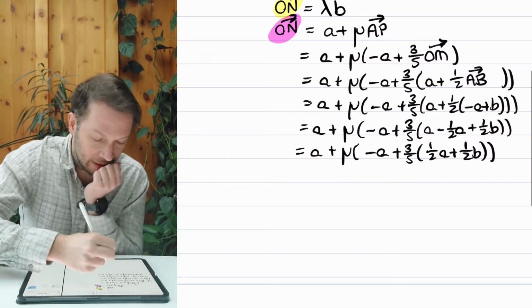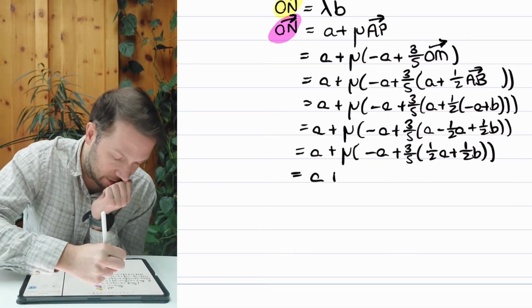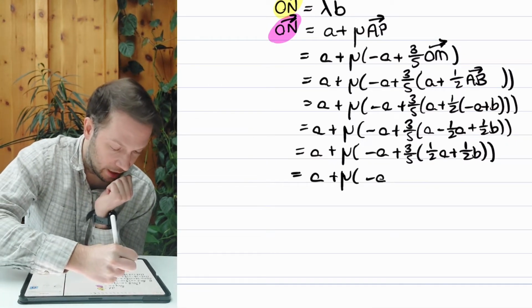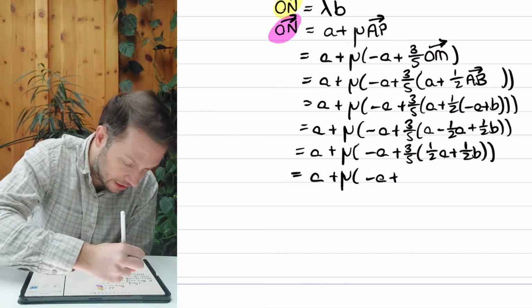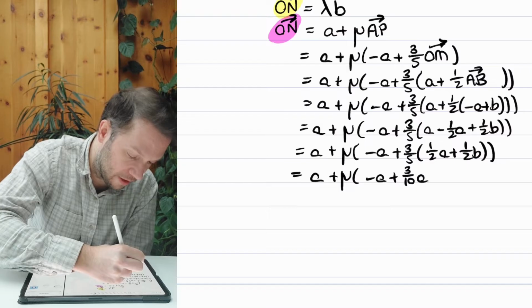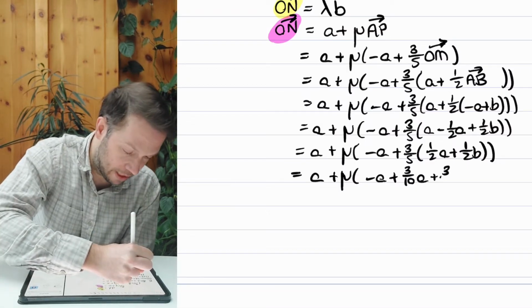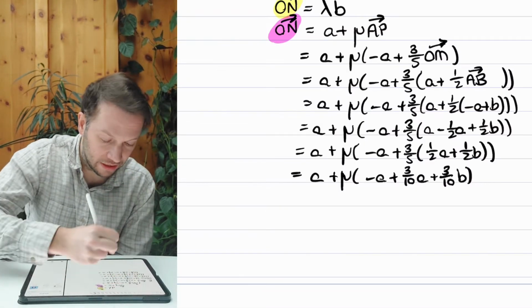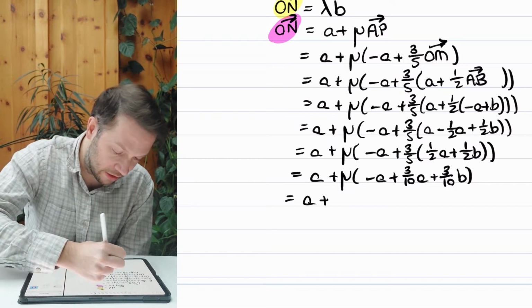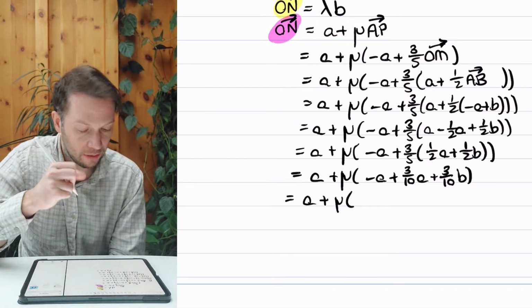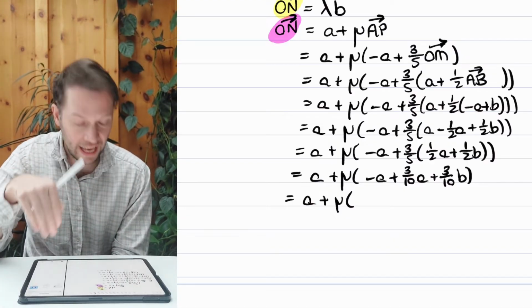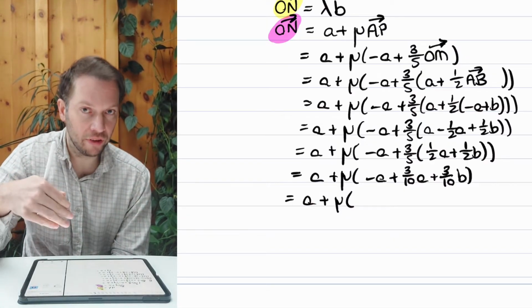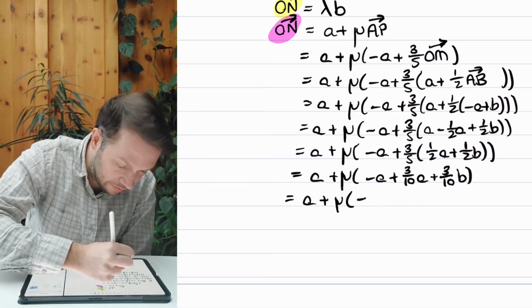And now we can expand out that other inner bracket. So we've got mu times minus a. We've got 3/5 times half a. 3/5 times half is 3/10. So we've got plus 3/10 a. And we've also got 3/10 b. Now we can collect like terms inside this final bracket we've got. Minus a plus 3/10 a. Well, minus 1a is minus 10/10 a, plus 3/10 a is minus 7/10 a.